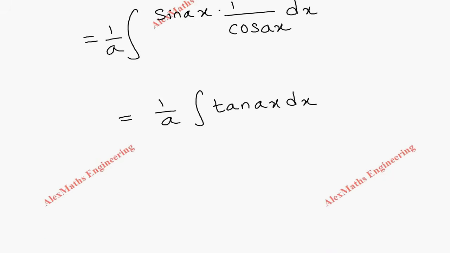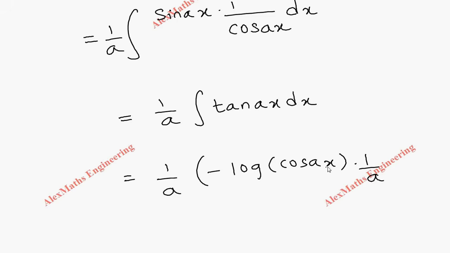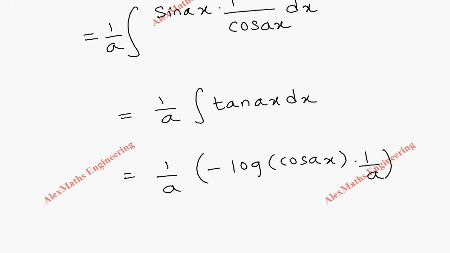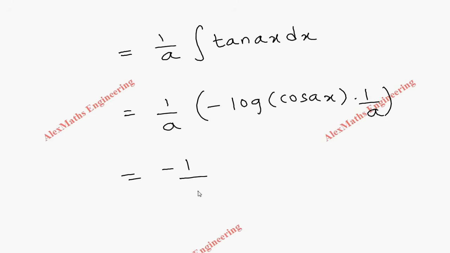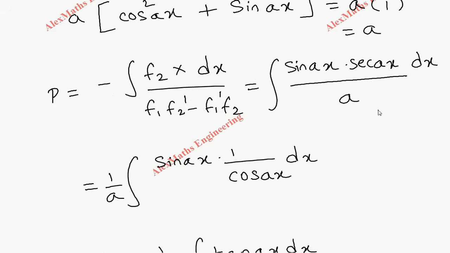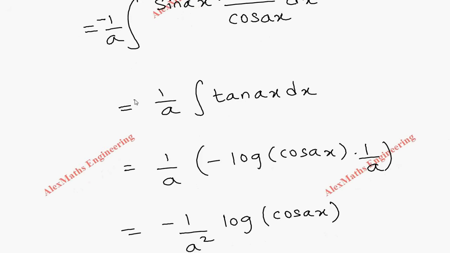Integration of tan is minus log of cos ax, into, we have to divide by a because the coefficient of x is a. So finally we get minus 1 by a square into log of cos ax, and there is a minus sign outside, so by taking that minus sign the final answer will become plus.